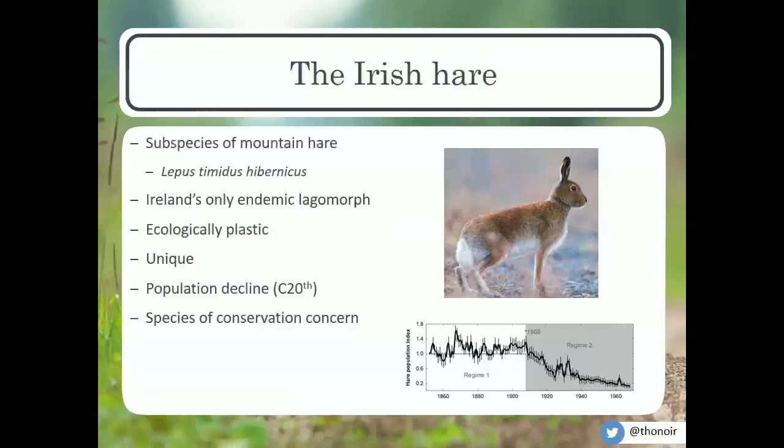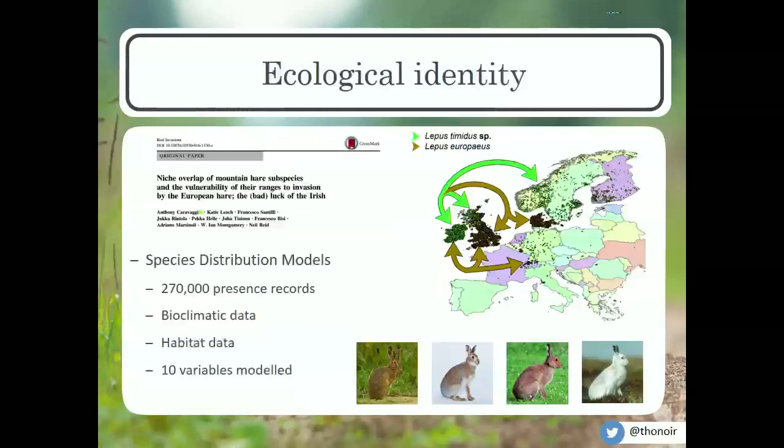Now, I'd say the Irish hares are unique, and the literature suggests that it's actually very similar to the European hare. So the first thing we want to do is explore this in a European context, find out whether the Irish hare is distinct from other mountain hares and how close it is to the European hare. To do that, I constructed species distribution models across Europe, comparing the Irish hare not only to the European hare, but to the two northern hares, Lepus timidus timidus and Lepus timidus sylvaticus, and the Alpine and Scottish hares, Lepus timidus scoticus and Lepus timidus varronis. I collected over 250,000 presence records from across Europe.